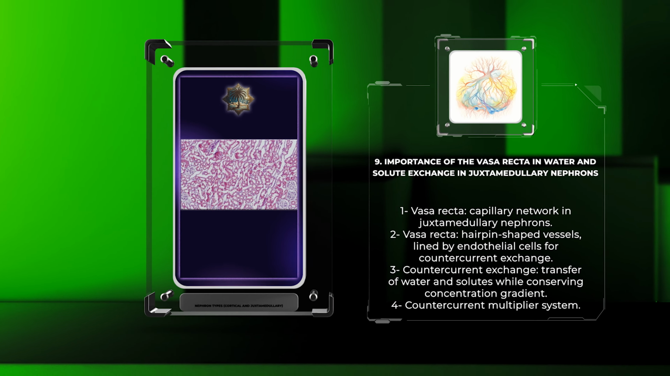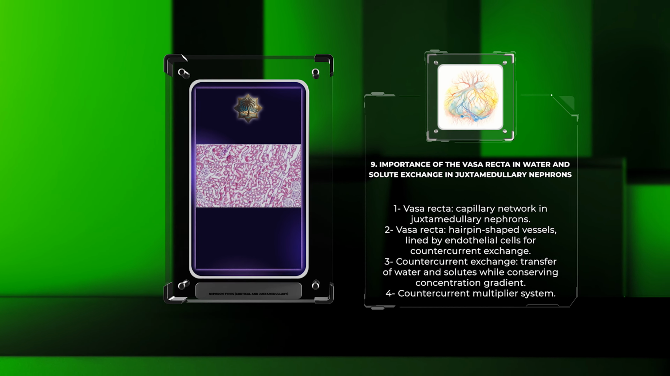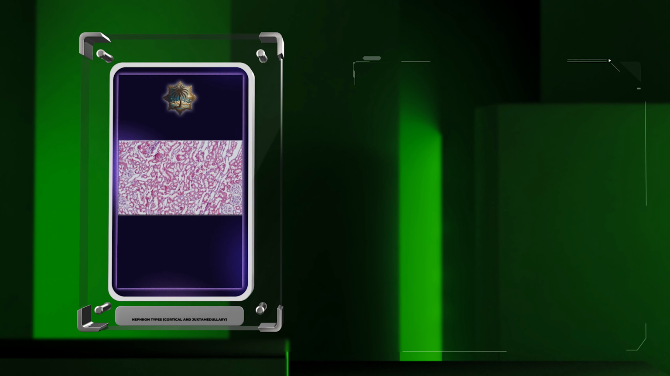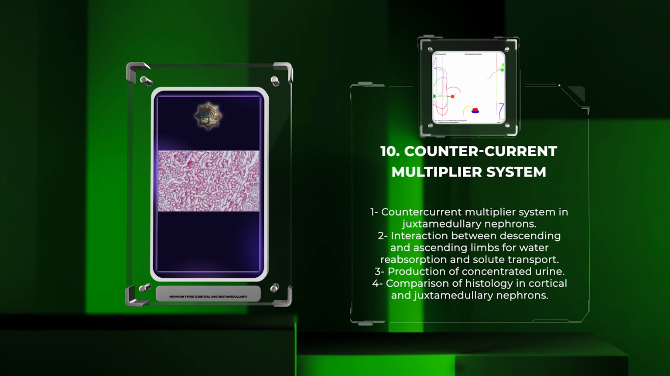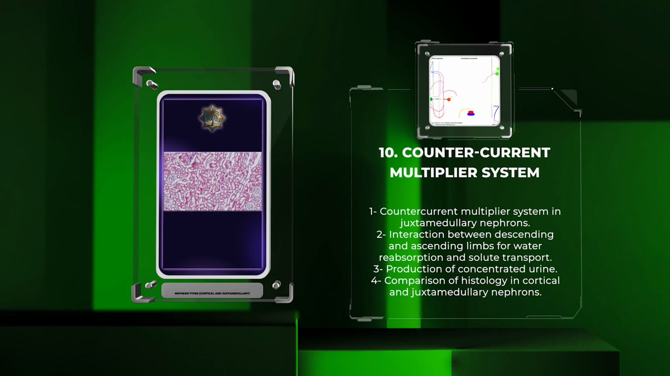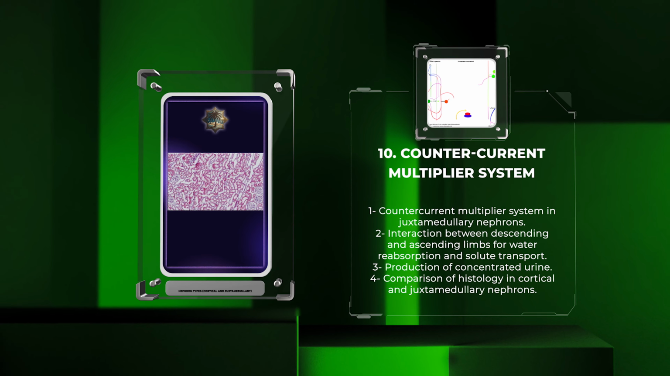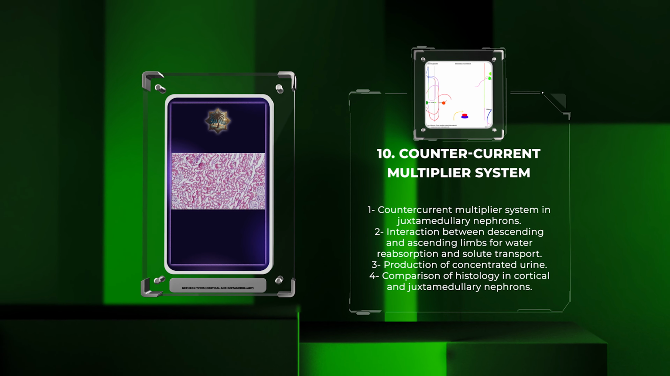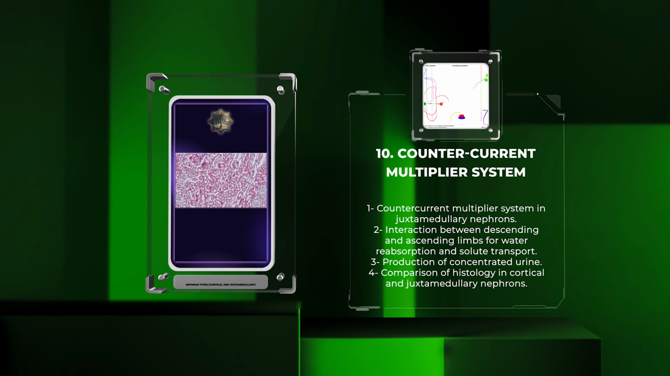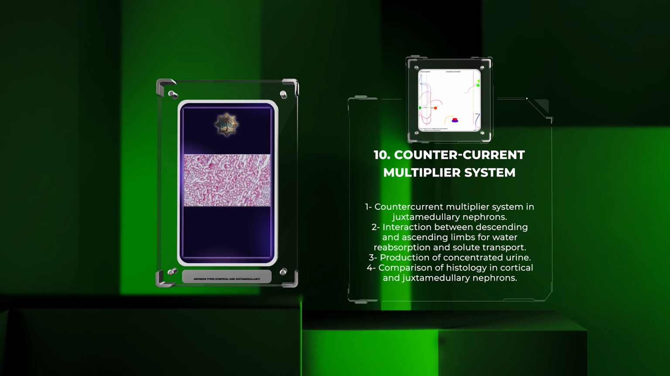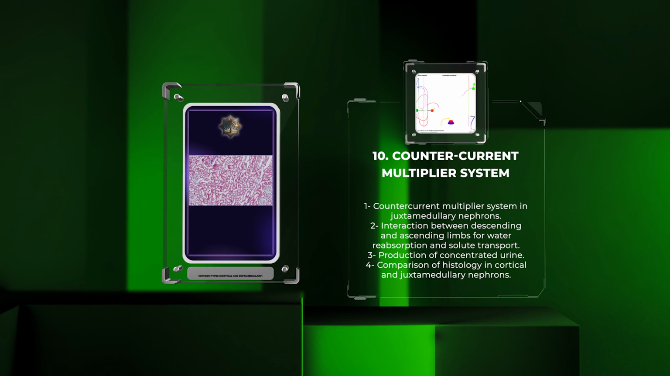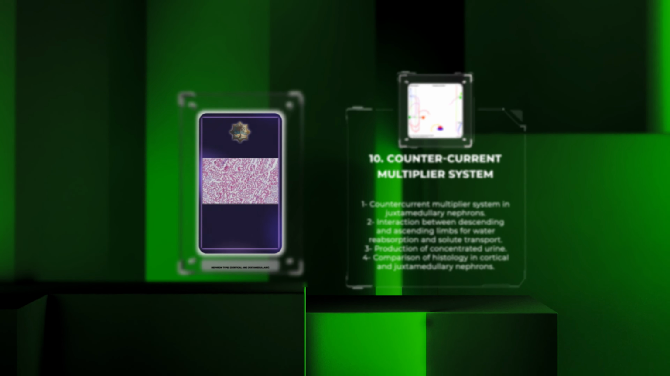Now, let us delve into the intricacies of the countercurrent multiplier system. In the video, we will discuss the countercurrent multiplier system in juxtamedullary nephrons. This system establishes a concentration gradient within the kidneys and involves the interaction between the descending and ascending limbs of the loop of Henle. Water is reabsorbed in the descending limb, while the ascending limb actively transports solutes. This mechanism allows for the production of concentrated urine. We will also compare the histology of cortical and juxtamedullary nephrons.